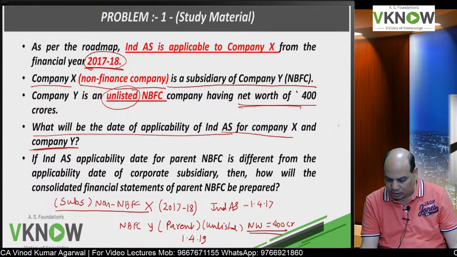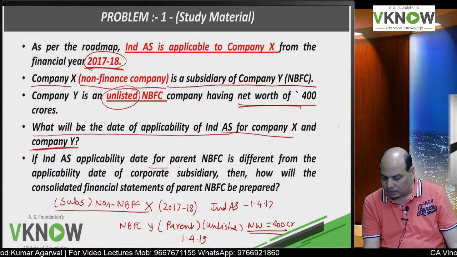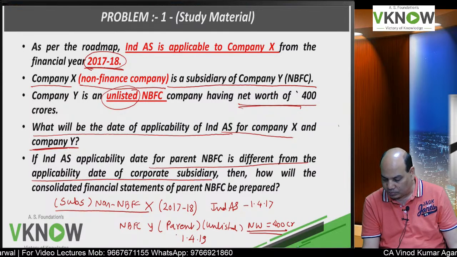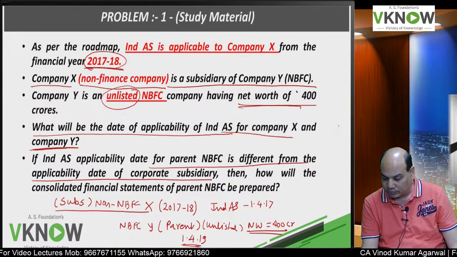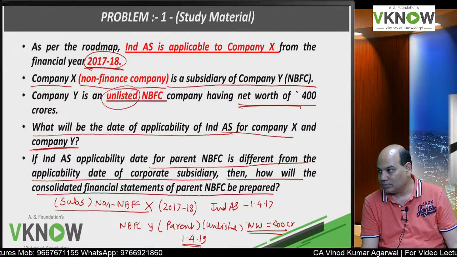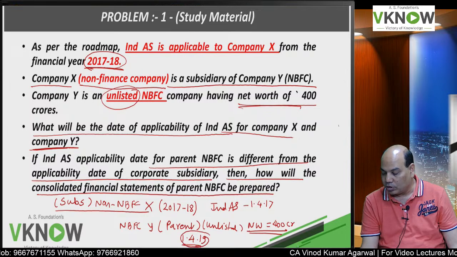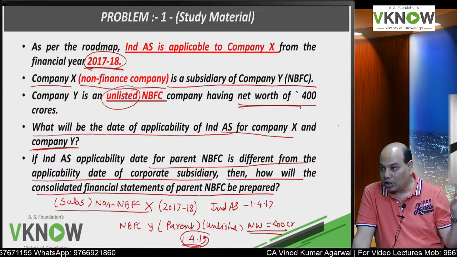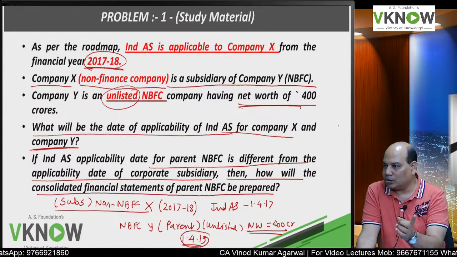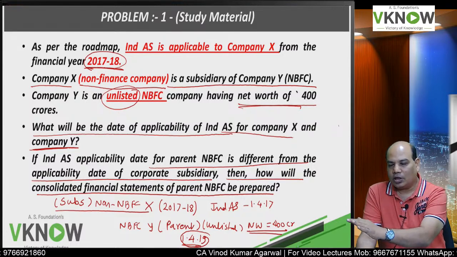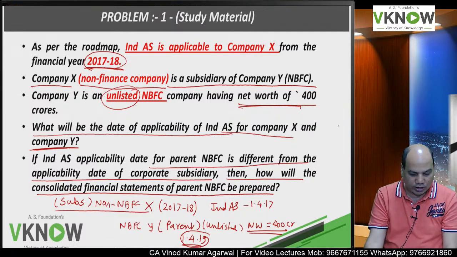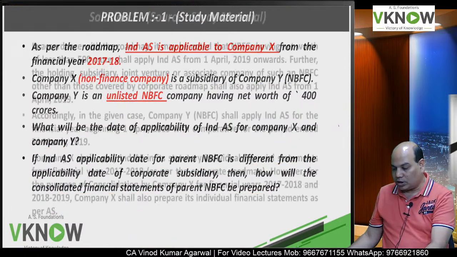What will be the date of applicability if the Ind AS applicability date for the parent NBFC is different from the applicability date of the corporate subsidiary? So the parent will apply from 1/4/19. Then how will the consolidated financial statement of the parent NBFC be prepared? So before 1/4/19 it will prepare as per accounting standard, and the subsidiary will prepare 2 sets of financial statements. One as per accounting standard for consolidation with the NBFC and one as per Ind AS because Ind AS is applicable to it. Is it right? So can you just read the answer on your own?